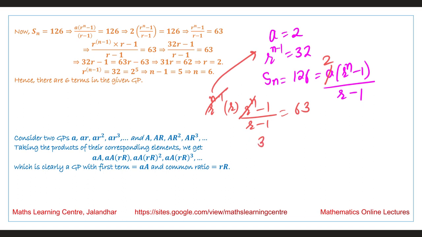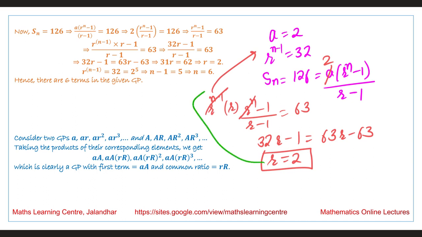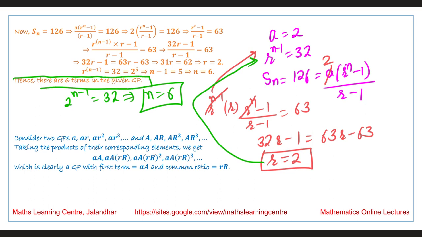So we get 32r minus 1 is equal to 63r minus 63. On solving this we obtain the value of r equal to 2. Now if the value of r is 2 and we substitute this value in this equation, we obtain 2 raised to the power n minus 1 is 32. So this implies that the value of n is equal to 6. So there are 6 terms in the given GP.